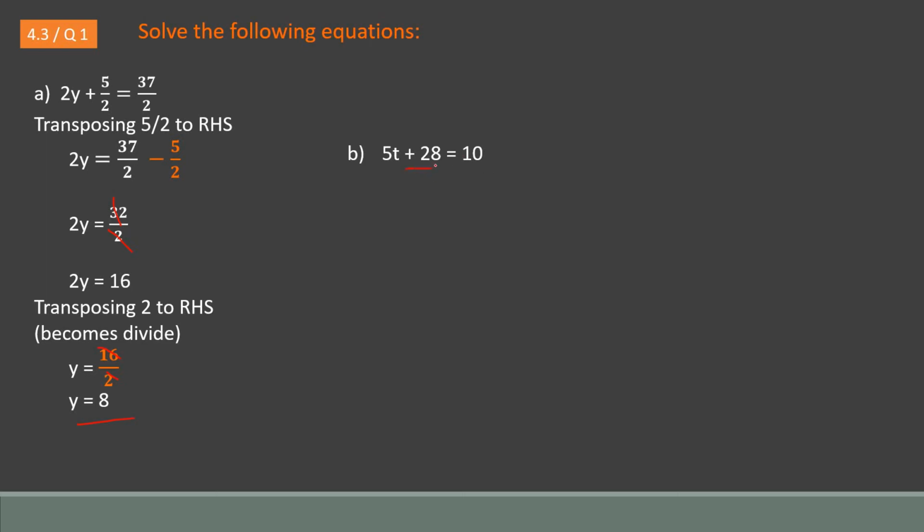अभी ये प्लस 28 है लेफ्ट हैंड साइड में. आई एम ट्रांसपोजिंग 28 टू RHS. It will become minus 28. So 5t is equal to 10 minus 28. क्या आता है आंसर? 10 minus 28 का minus 18. ये पता है तुम लोगों को, मैंने पहले भी बताया है. प्लस माइनस आई एम गोइंग टू डू माइनस. माई आंसर इज minus 18.